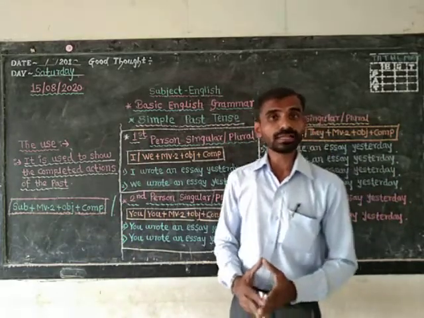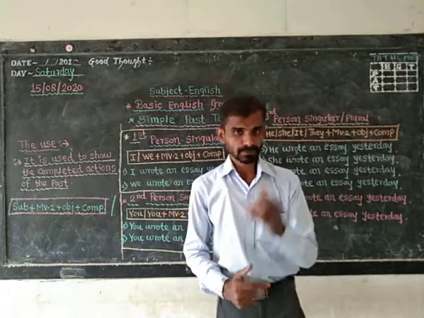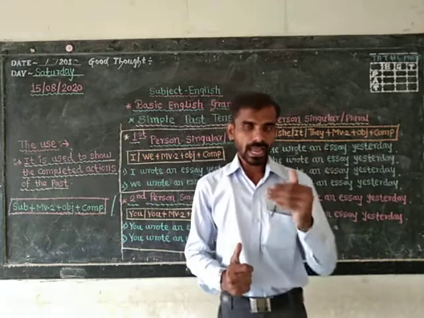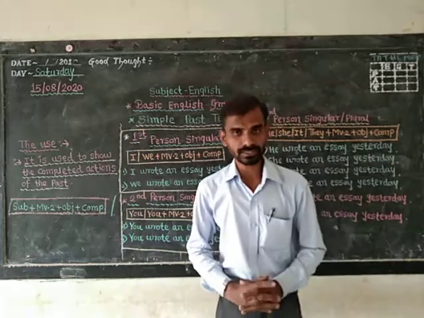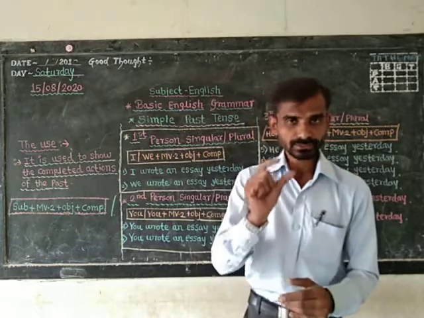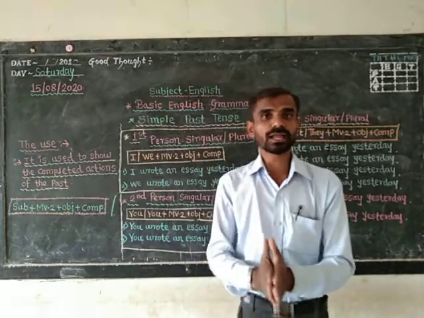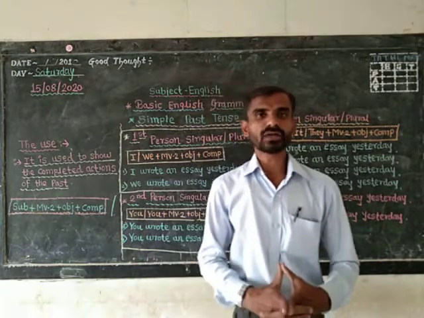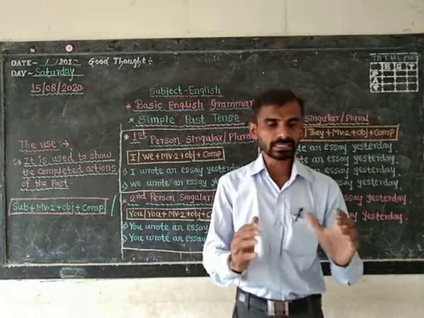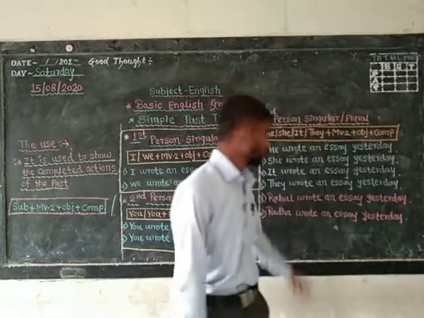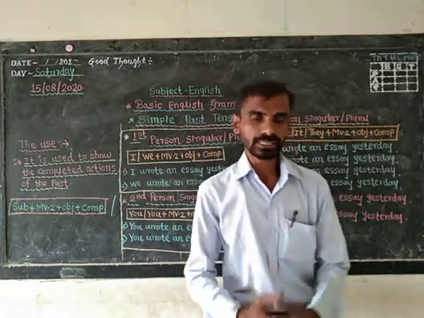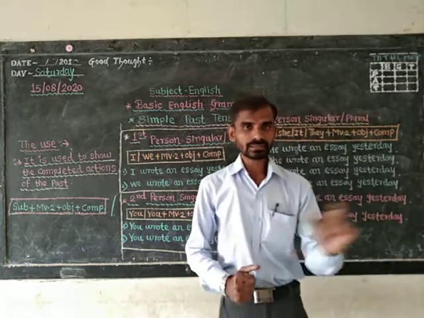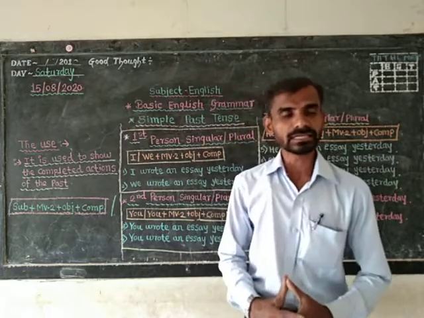Next, you played and you played. For the third person singular, that will become he played, she played and it played cricket yesterday. For the third person plural case, for they, again we have to apply the formula with the help of main verb second, and the sentence will be they played cricket yesterday. And for the naming words Rahul and Radha, once again in simple past tense, the example will be Rahul played cricket yesterday, Radha played cricket yesterday.